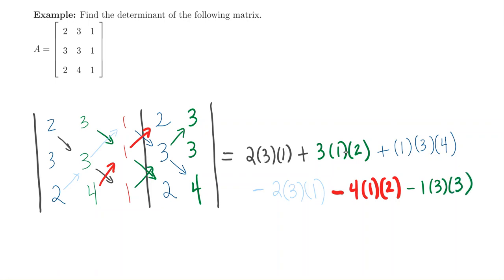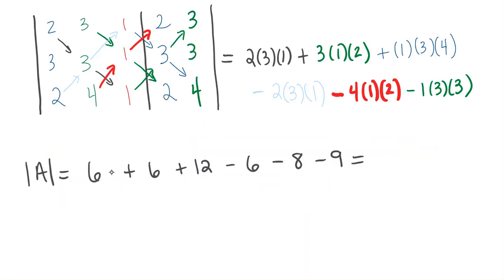Next, we're just going to find the value of each of these individual terms and then simplify. Simplifying each of the individual terms and then adding together, we should get the value of 1. So the determinant of A is 1.